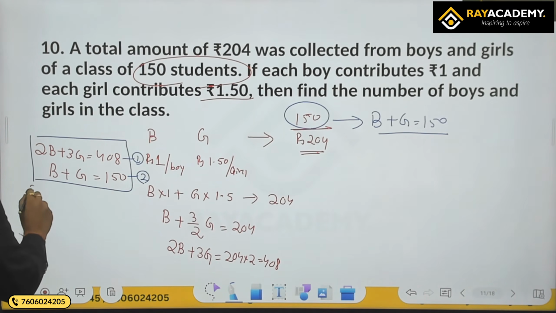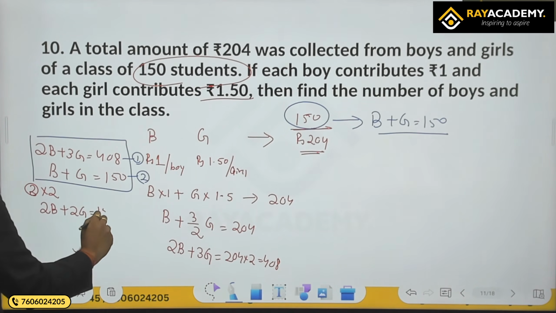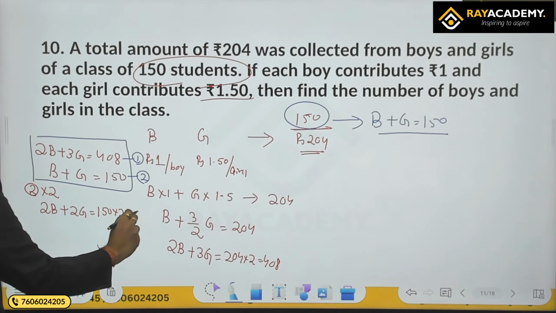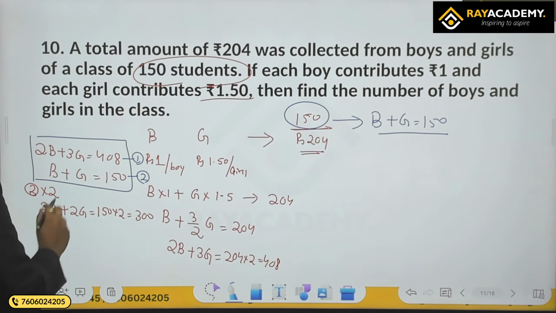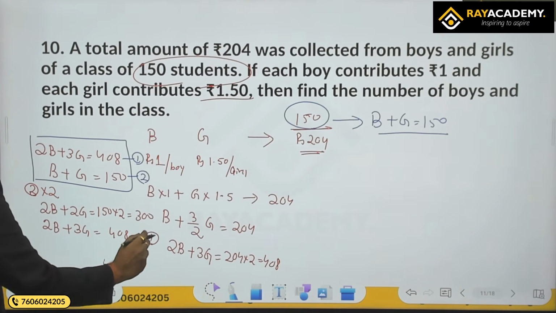If we multiply equation 2 by 2, what does the equation become? Twice of B plus twice of G equals 150 into 2, so that becomes 300. Already we have equation 1: twice of B plus thrice of G equals 408. This was equation 1 already.